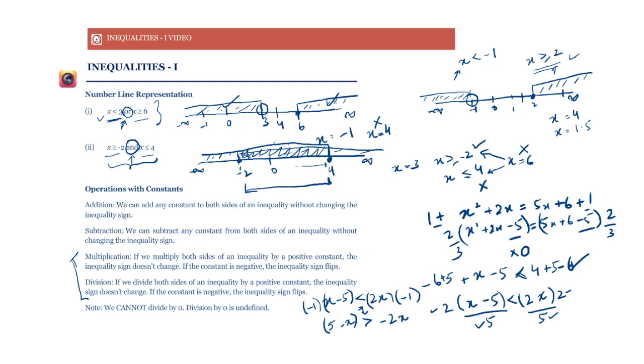But in case we are multiplying or dividing by a negative number, then the sign flips. So if it is a greater than sign, it becomes a less than sign. And if it is a less than sign, it becomes a greater than sign. Remember this. So adding or subtracting a constant is just the way it happens in an equation. But in case you're multiplying or dividing by a constant, by a negative number, then you have to ensure that the inequality sign flips.